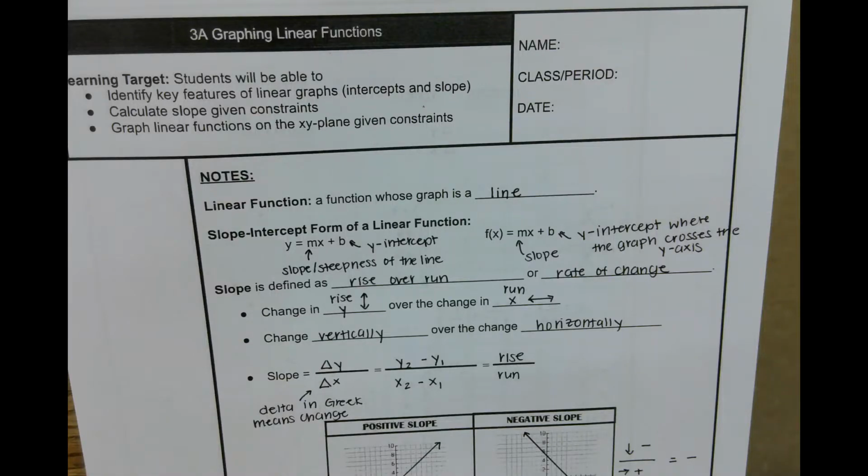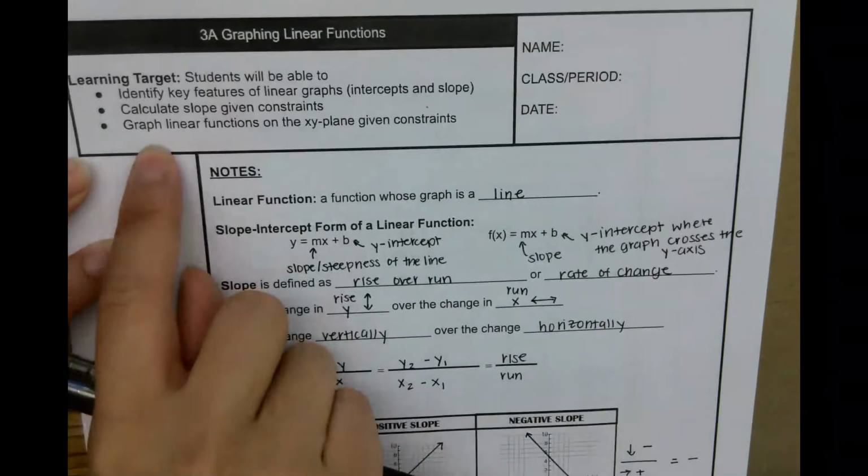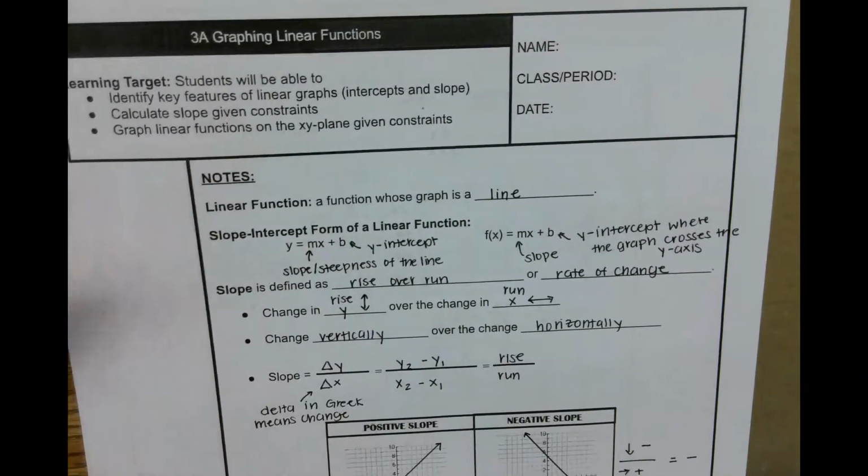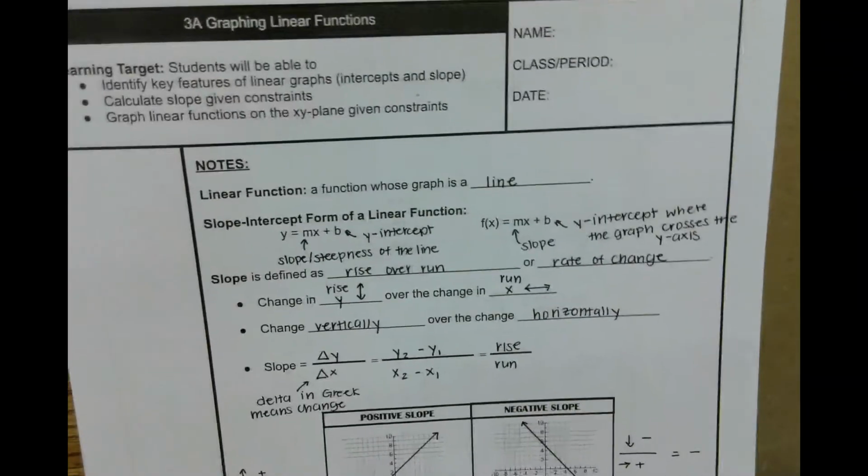So we're continuing on learning target 3A. We've learned how to calculate slope, and we've learned the relationship between slope and rate of change. Today we are continuing, and we're going to talk about how we graph linear functions, how we graph lines on a plane.